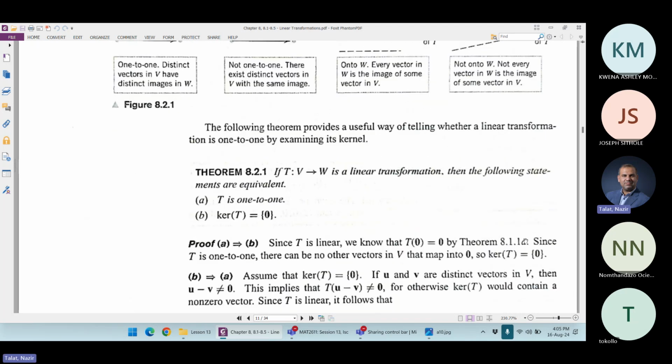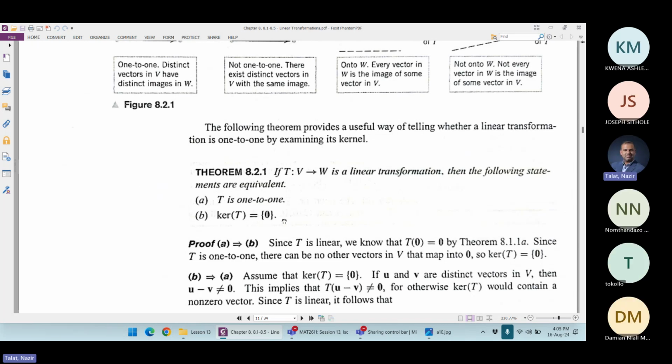Here there is also a good result regarding that. If T is a linear transformation, then T is one-to-one if and only if the kernel of T is equal to 0. The kernel of T means the collection of those elements whose image is equal to 0. It means that a linear transformation maps 0 only to 0. So only the 0 element in the vector space V is such that T of 0 is equal to 0, and the image of 0 belongs to W.